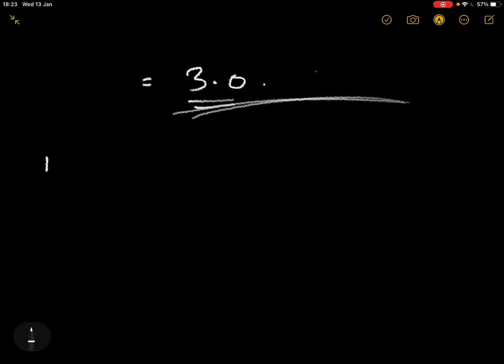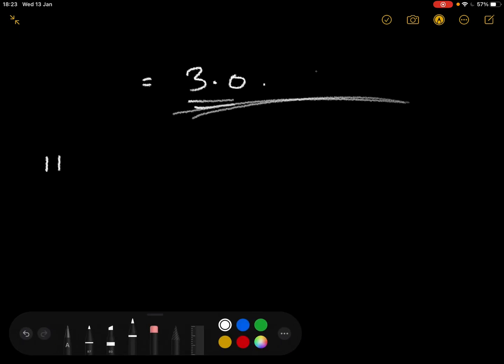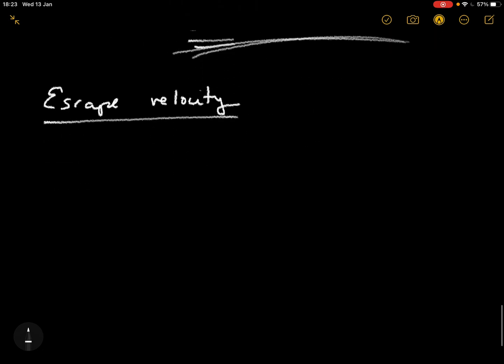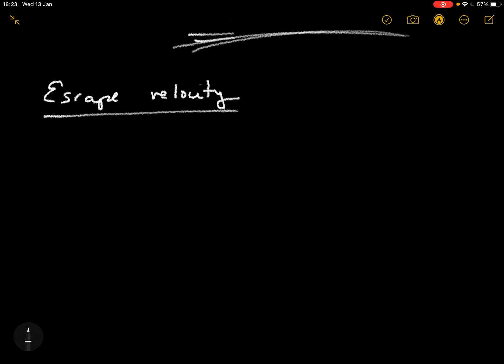Let's define the second thing that we can work out with this, which is, let's go back to this idea of what we call the escape velocity. So the escape velocity is defined as the speed, the velocity you need in order to be able to leave the surface of the planet and never come back. You would travel away forever. Okay, so what is the escape velocity on the Earth?